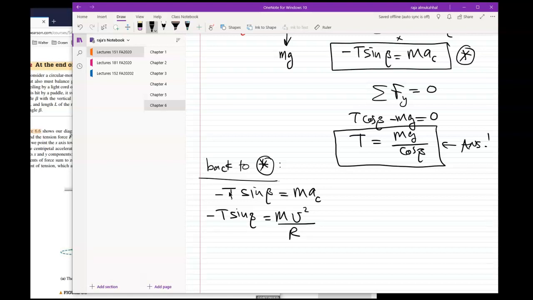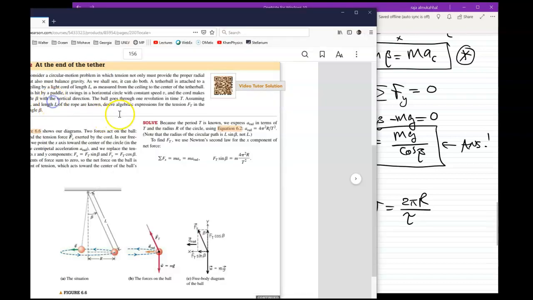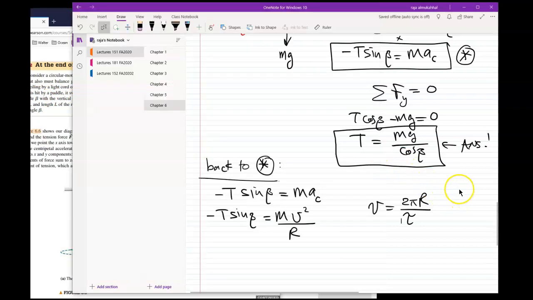Okay, and we said that v is equal to 2 pi r over tau. And he gave us tau here. Didn't he mention something about tau? I believe he did somewhere. Let's continue on. There we go, the time T. I'm sorry, yeah, this is the time T, so the tau. There we go. Yes. Okay.